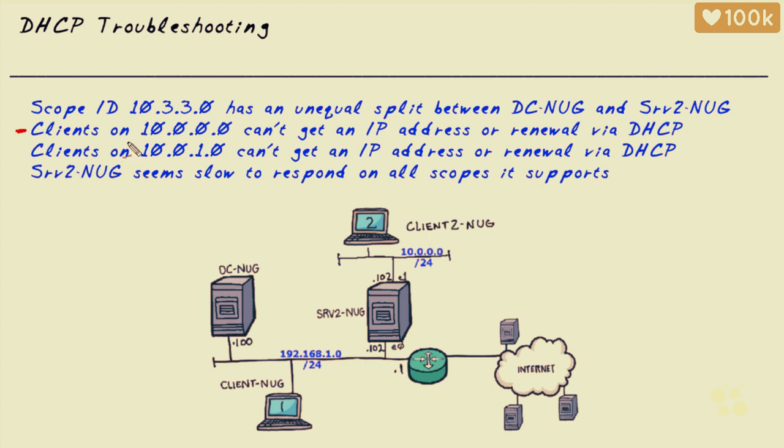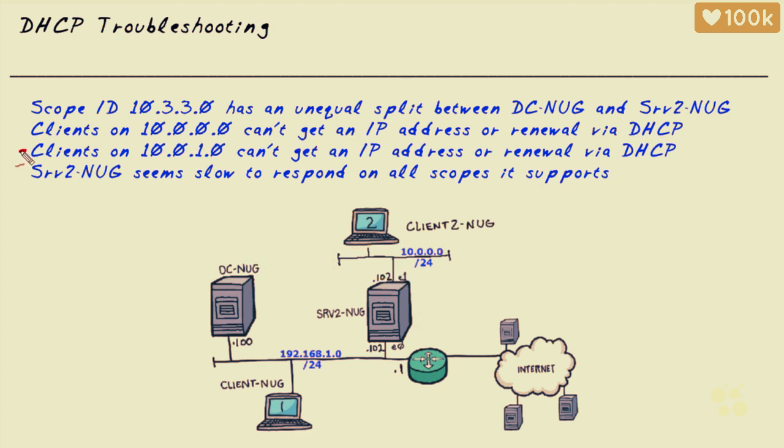And that is that clients on the 10.0.0 network, that's up here in our topology, can't get an IP address or renewal via DHCP. So originally when we set that up, we had DCNUG here, we had a DHCP relay on Ethernet 1 up here on server 2, which was also acting as a router between those two networks for IPv4. Or if server 2 has a local scope for that 10.0.0 network, that would take the relay out of the picture. So we'll take a look at that to see what's going on with the 10.0.0 network.